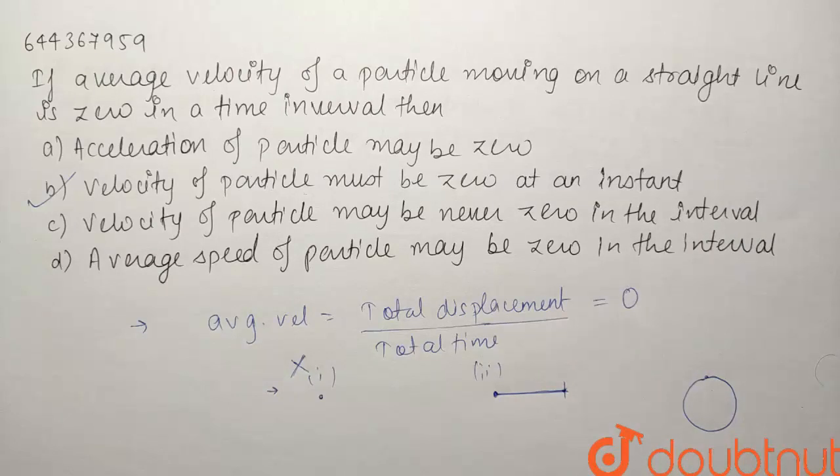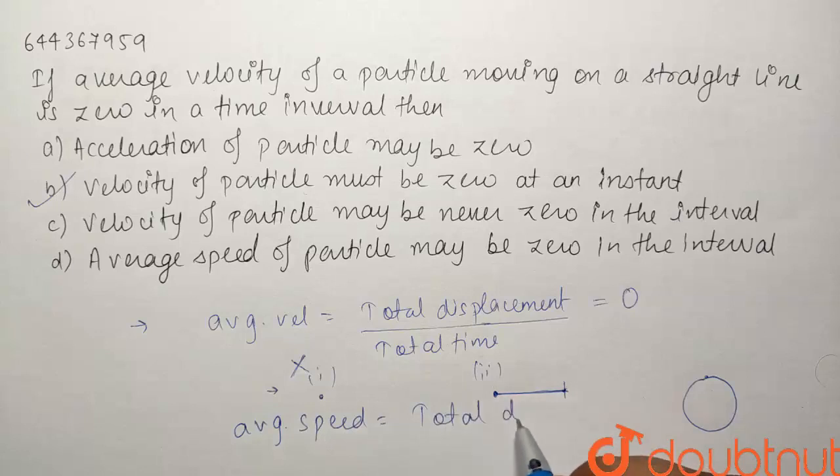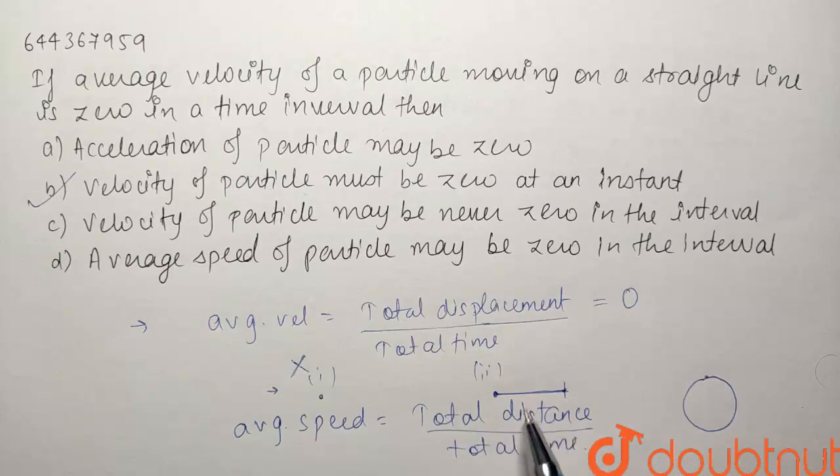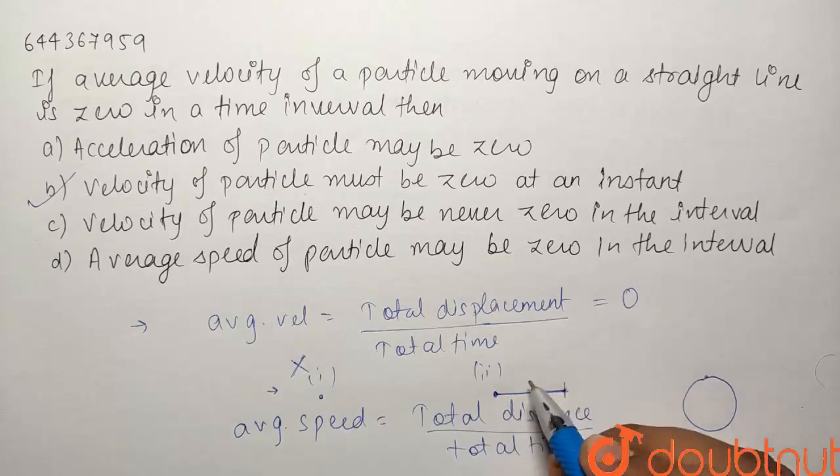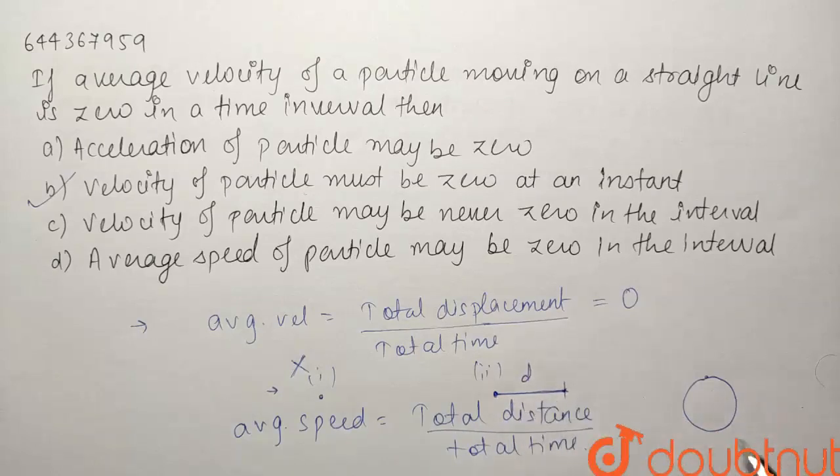And if I have a look at option D, that average speed of particle may be 0 in the interval, but what is average speed? We know that average speed is nothing but total distance by total time. So in this case the displacement is equal to 0, but the distance is basically twice of this length, that is 2d. As the distance is not 0, the average speed of the particle cannot be 0. So we have only one correct option, that will be our option B.